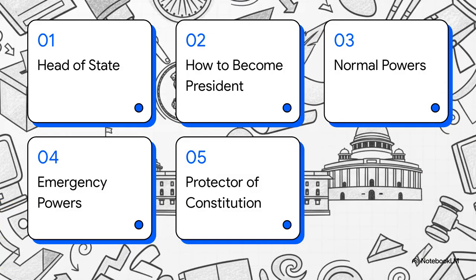Here's our roadmap for this explainer. We'll be looking at: 1. Head of state versus government, 2. How to actually become president, 3. Their normal, day-to-day powers, 4. The much more intense emergency powers, and 5. Their ultimate role as protector of the Constitution.